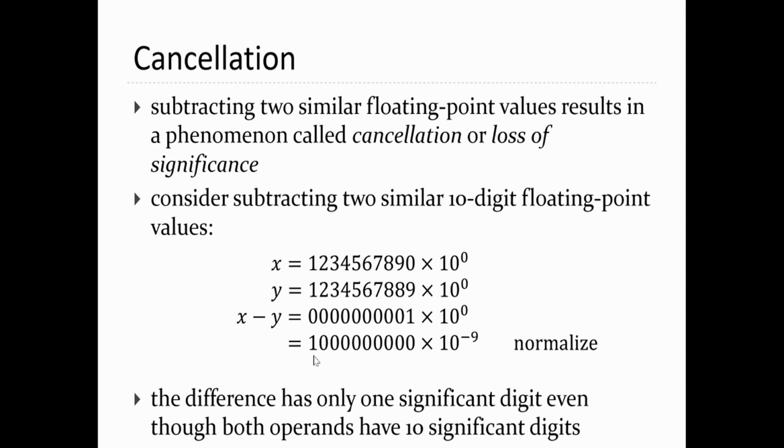Now, notice that in that answer there's only one significant digit. There's one number that's not 0, everything else is zeros. So the difference has one significant digit, even though x and y both have 10 significant digits. I guess you can argue x only has 9, but anyway, it's fine.